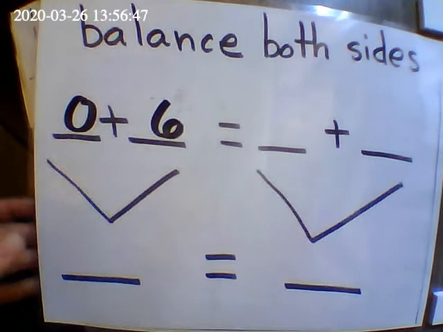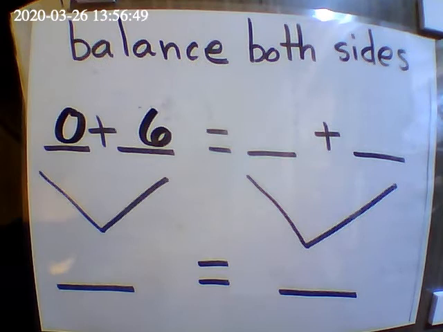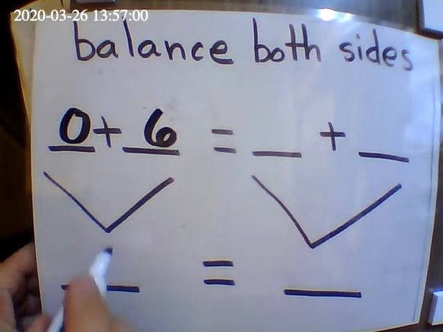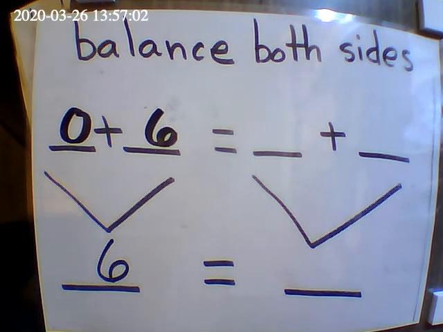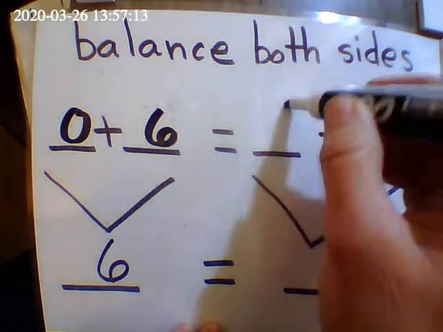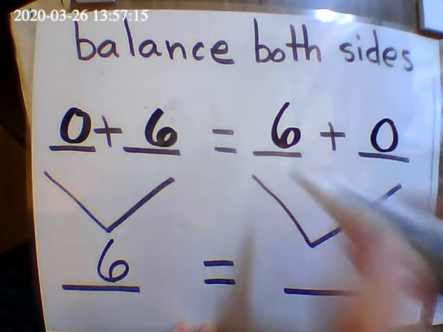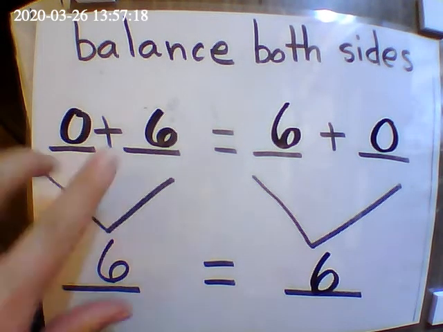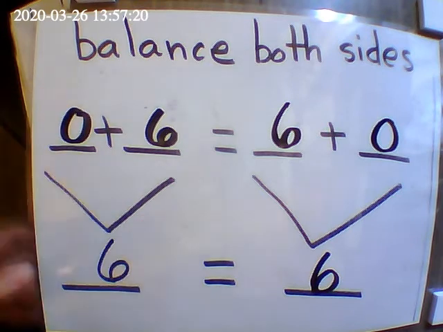Moving on to balance both sides. So with balancing both sides, we want to make sure that they are equal. That's true, that they're equal on both sides and not a false equation. So 0 plus 6 equals 6. What is another equation that you could write to make 6? I'm going to do the reversal, but if you had done something else, that is okay, as long as it equals 6. So I'm going to do 6 plus 0, and that equals 6. All you're doing is switching their spots.